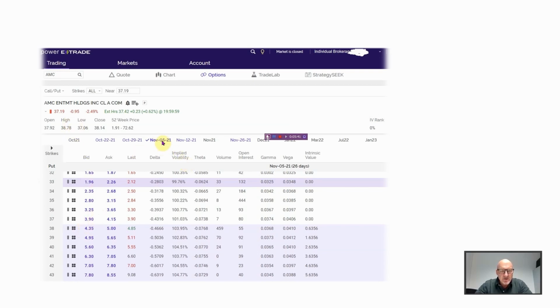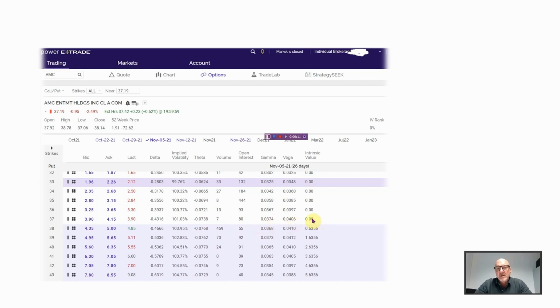This one is November 5th expiration, so you could sell one at 37, let's say. When I took this screenshot, the price was somewhere around 37.19, so you could have sold a 37 at 390. Okay, so there's quite a bit of spread there, but the last price was 390, and there's the deltas that you hear about, the implied volatility, the theta, volume and open interest, things like that, gamma, vega, and intrinsic value.